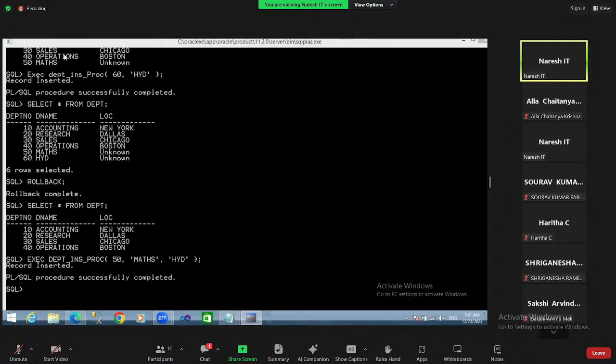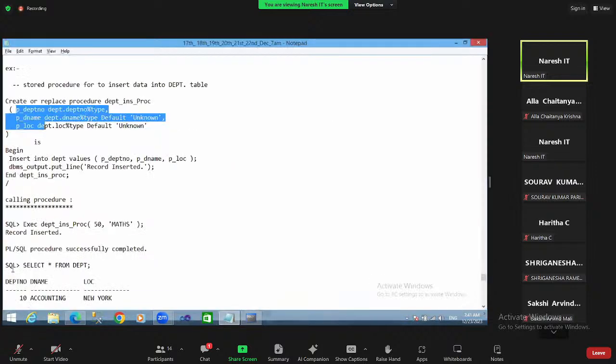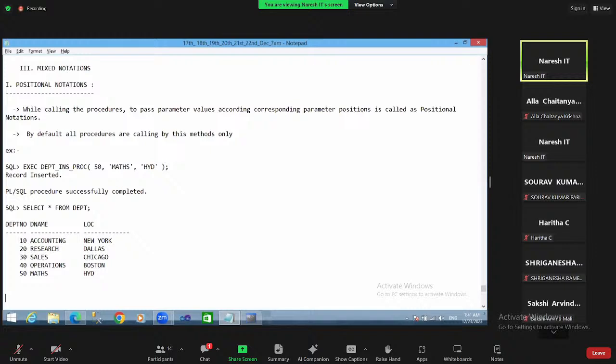Right. Now, record inserted, guys. Check your database table. Okay. This is the default arguments, positional notation. The second one is named notation.